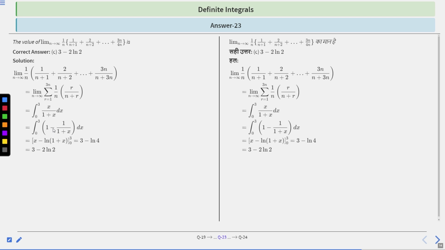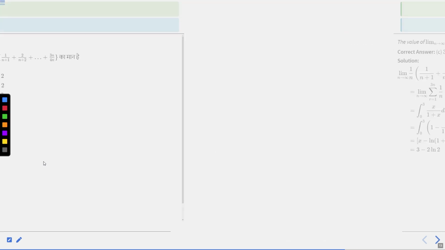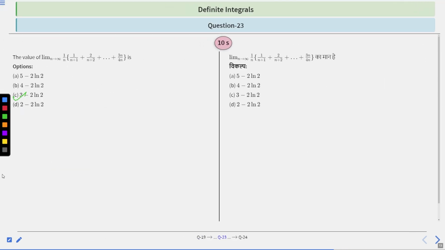Finally, x upon 1 plus x can be written as 1 minus 1 by (1 plus x) dx. Therefore, when you integrate this, you will get x minus ln(1 plus x) from 0 to 3. After you put the limits, you will get the answer 3 minus ln 4, which is equal to 3 minus 2 ln 2, right? So I think option C is the right choice: 3 minus 2 ln 2. Got it?